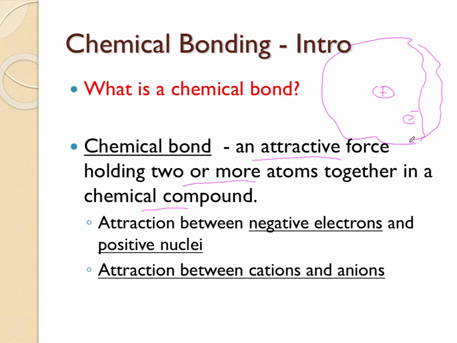And there is an attractive force between these electrons and another atom's nucleus. And for that other atom's electrons with this atom's nucleus forms that attraction. There is also, in an ionic bond, the attraction between a cation, a positive ion, and an anion, which is a negative ion. Chemistry, as you hopefully will discover, is really all about attractive and repulsive forces between positive and negative things.